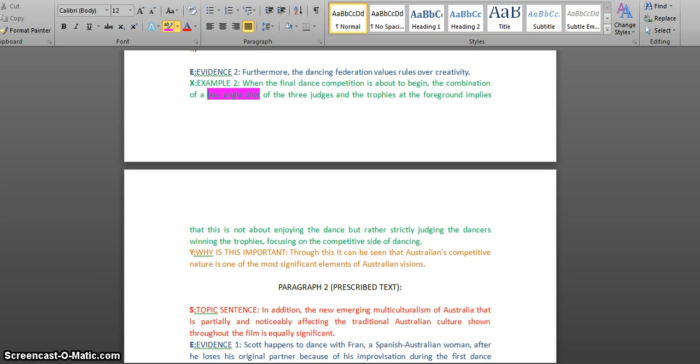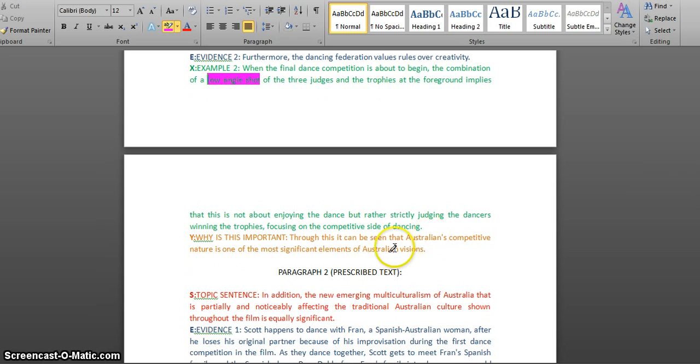Why is this important? Through this, it can be seen that Australia's competitive nature is one of the most significant elements of Australian visions. Well, I wouldn't say the most significant elements, because he'll be talking about multiculturalism as well. But I would say this is one of the elements of Australian visions. Okay, Australia's competitive nature was actually mentioned just before.